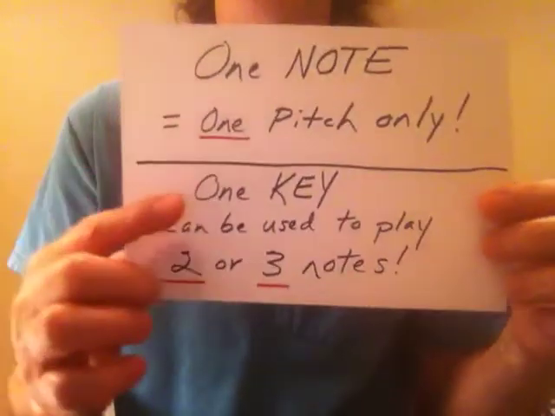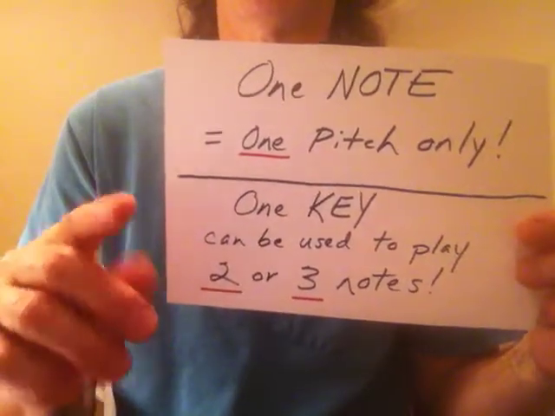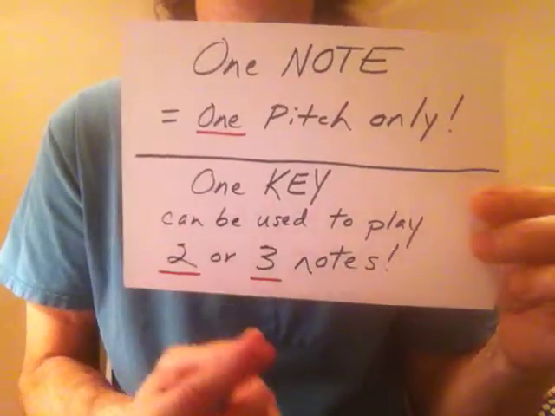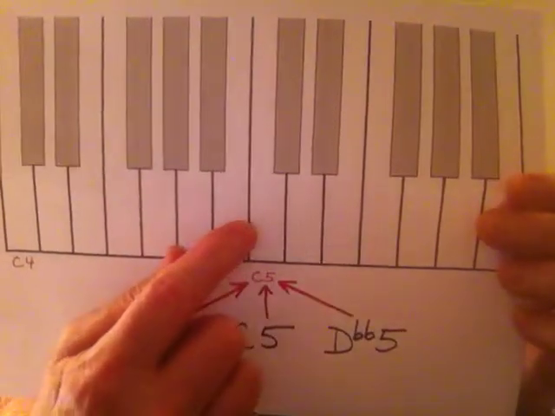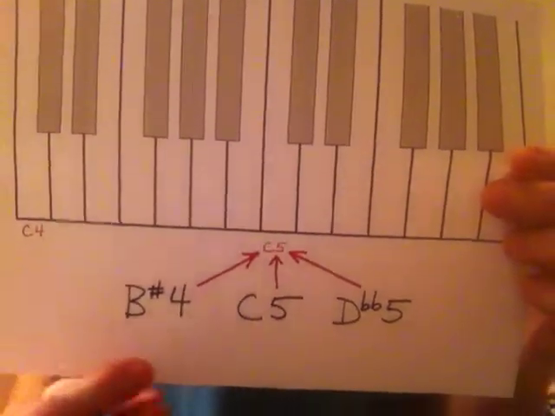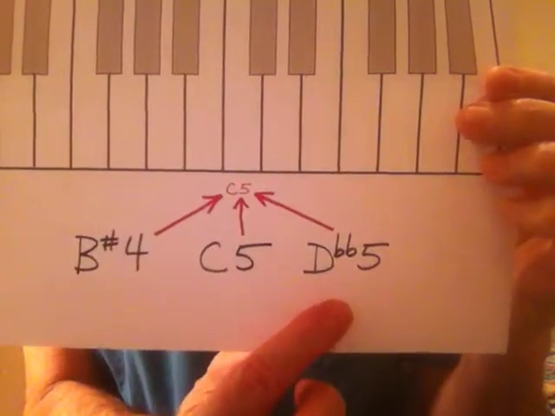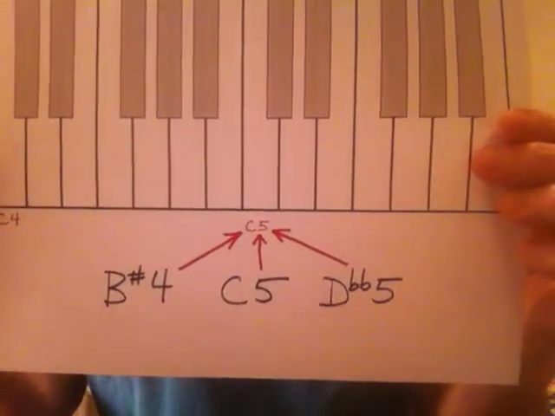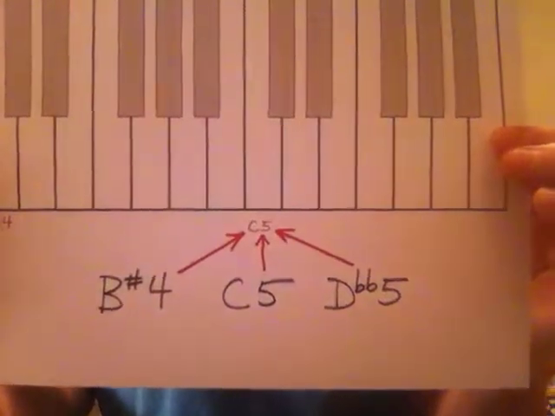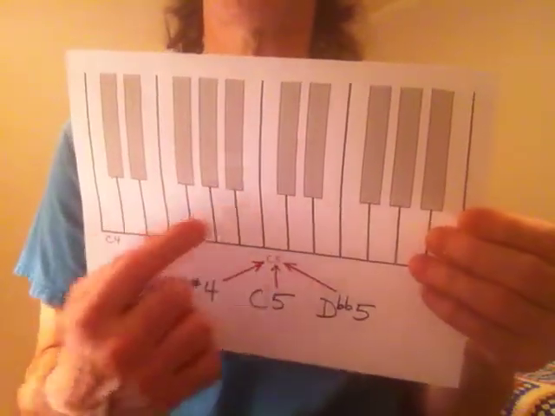Now, the key. We talked about the note, one pitch only, but one key on your piano or accordion keyboard can be used to play 2 or 3 different notes. Let me show you an example. Here's your C5 key, and that C5 key can be used to play the B sharp 4 note, the C5 note, or the D double flat 5 note. It can be used to play 2 or 3 notes. You can study that on your own and see which keys can be used for which notes, and I'll let you research that on your own.